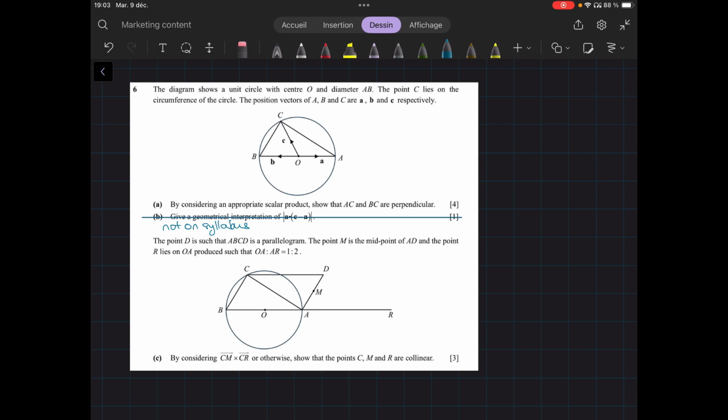We have a unit circle, right? Unit circle, radius 1. In other words, the magnitude of all of these vectors are 1, with center O and diameter AB. Another thing we can write down right away: B is negative A. They're in the opposite directions because B, O, and A are collinear.